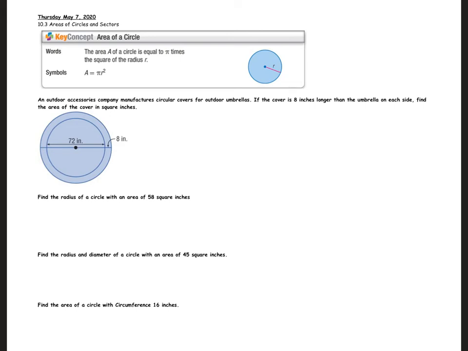All right, welcome to section 10.3. We're going to be talking about areas of circles and sectors. The area of a circle is equal to pi times the square of the radius.